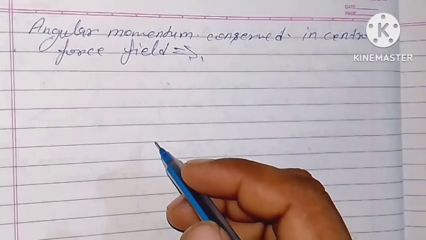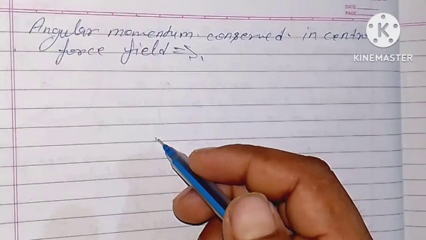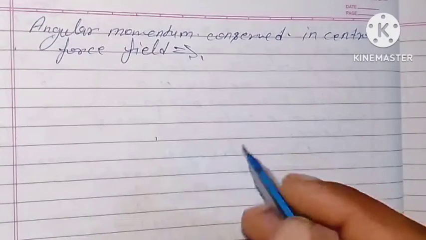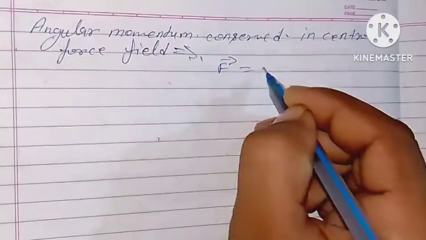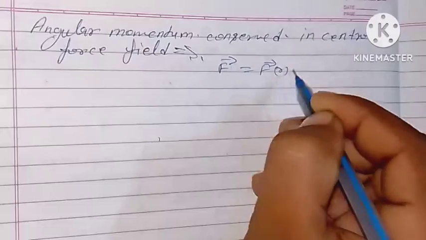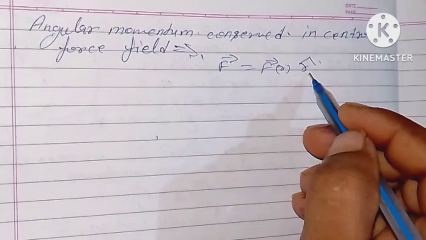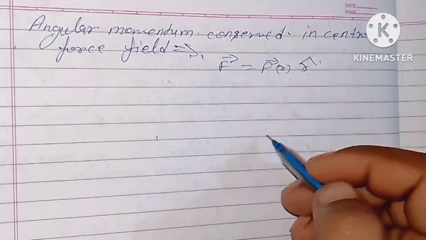Consider a particle of reduced mass m moving about the origin O. The force acting on the particle is a central force. It is therefore given by vector F equals F of r times unit vector r, where unit vector r is along the direction of vector r, and vector r is the position vector of the mass m.